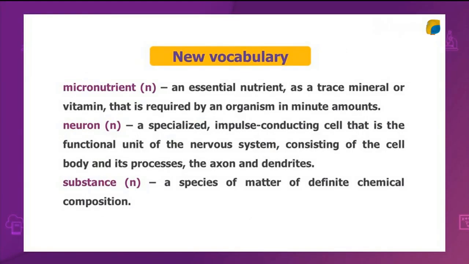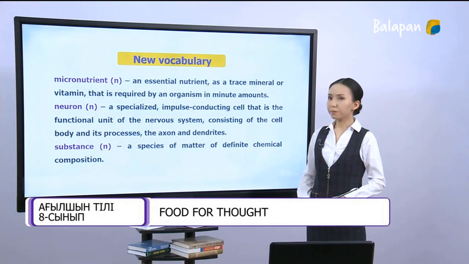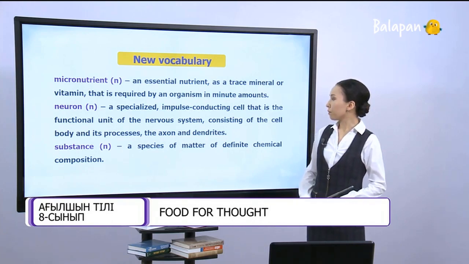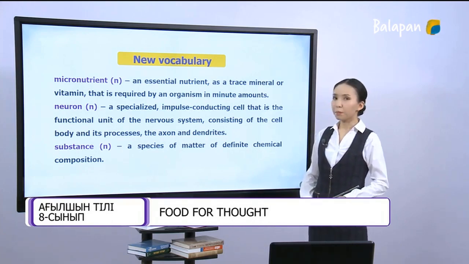Micronutrient. Micronutrient is an essential nutrient as a trace mineral or vitamin that is required by an organism in minute amounts. Neuron. Neuron is a specialized impulse-conducting cell that is the functional unit of the nervous system consisting of the cell body and its processes, the axon and dendrites. Substance. Substance is a species of matter of definite chemical composition.